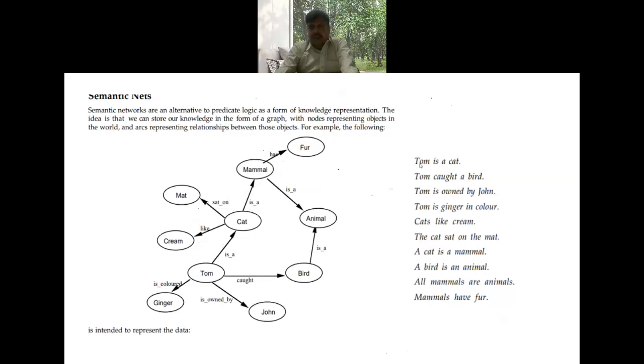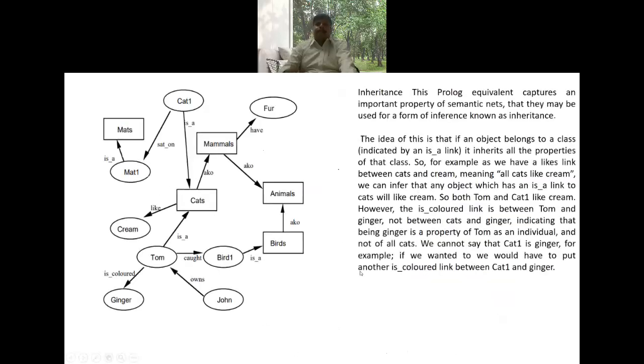So these facts can be represented like: Tom is a cat. Tom caught a bird. Tom is owned by John. Tom is ginger in color. Cats like cream. The cat sat on the mat. Cat is a mammal. All these are the logic. Whatever information is embedded in this particular semantic net can be retrieved like this. We can write like this. All these are combined into the form of a net in this manner. Clear?